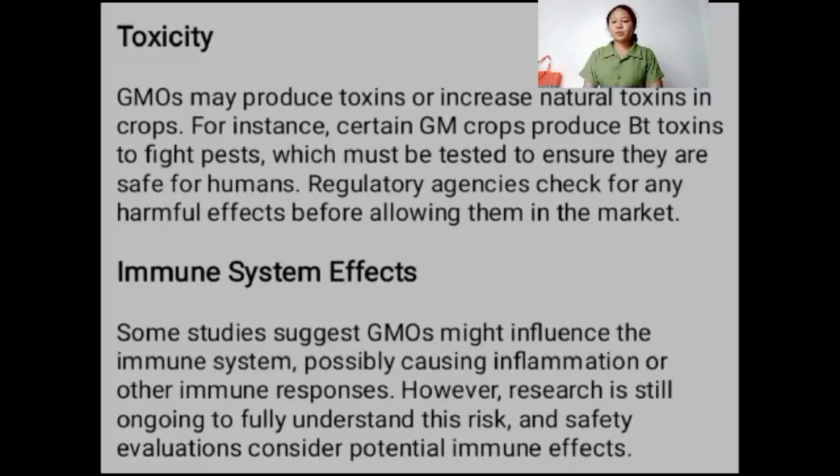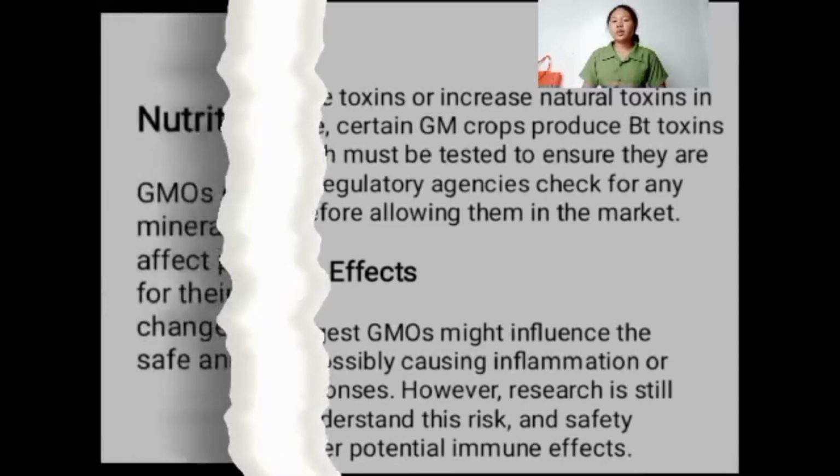Next is immune system effects. The immune system protects our body from diseases. Some people worry that GM foods might affect how the immune system works, possibly causing inflammation or unusual reactions. Scientists are still studying this to fully understand if there are any real risks about it.